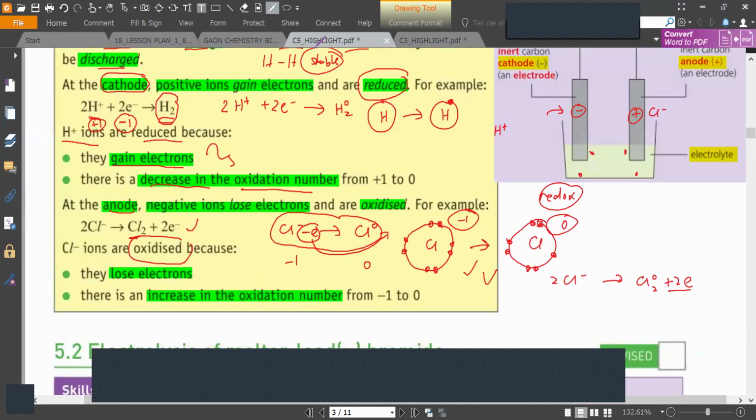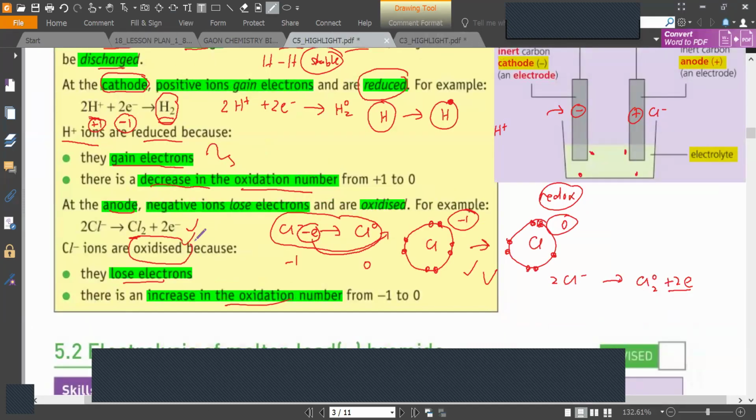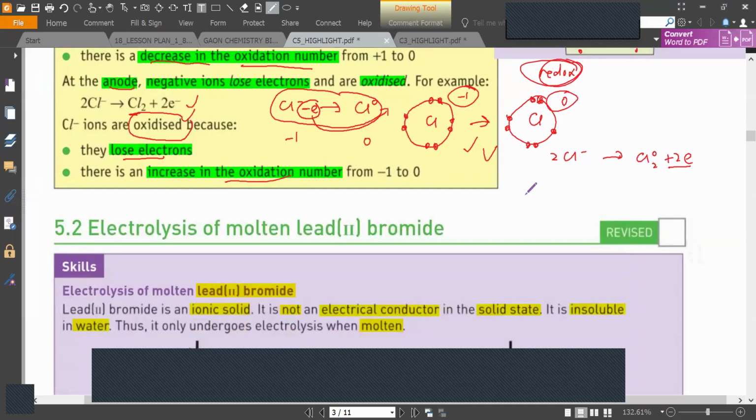Here we have losing electron, increase in oxidation number. Lose electron, increase oxidation number, so we have oxidation happening here. We always have a redox reaction: reduction happening and also oxidation happening. You can see this electrochemistry topic is kind of complicated. It's one of the hardest topics in the IGCSE, but once you understand it, you'll be okay. Lots of detail need to be remembered as well.